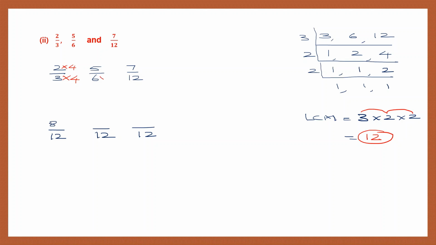Let's go to the second fraction. Denominator is 6. 6 into what is 12? 6 2s are 12. So multiply 5 also by 2. 5 2s are 10. Third one, 12. The denominator is also 12. So 12 into 1. So multiply 7 into 1. 7 1s are 7. So now we have three fractions, 8 by 12, 10 by 12 and 7 by 12, and the denominators are all the same.